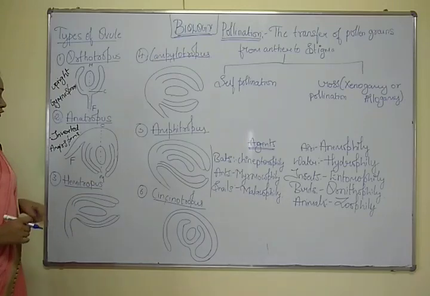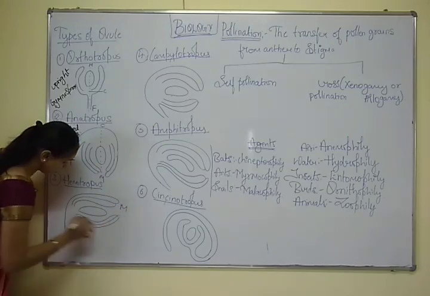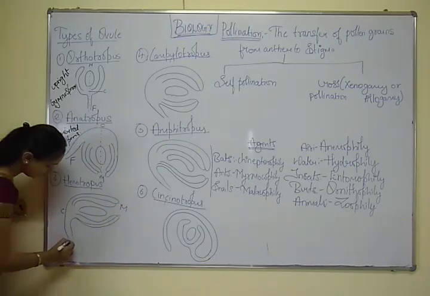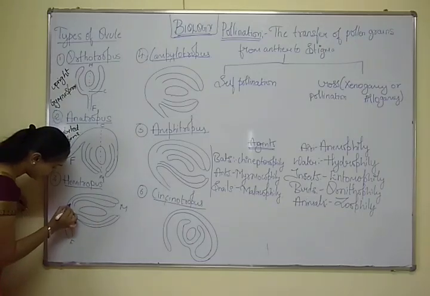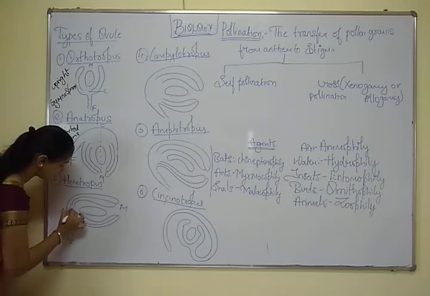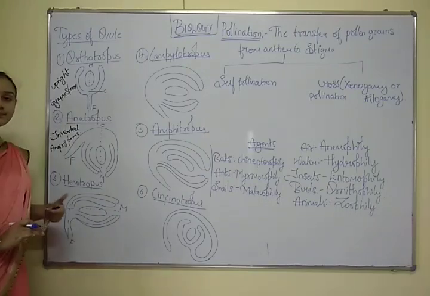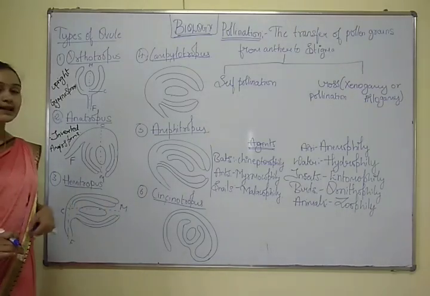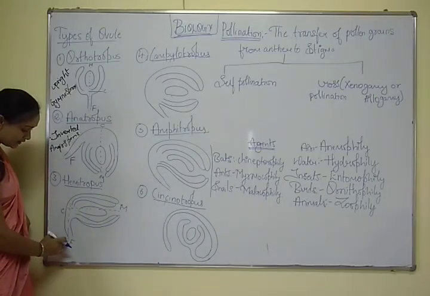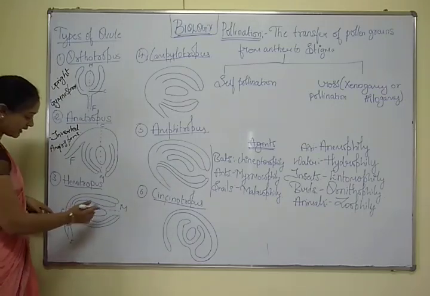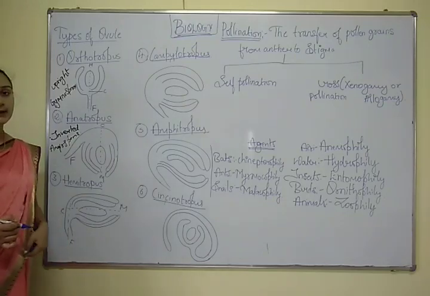The next type of ovule is the hemitropous ovule. Here this is the micropylar end, this is the chalazal end, and this is the funicle end. This is the embryo sac. The funicle is almost at a right angle to the chalazal and micropyle line. So these two are at right angles to each other. This type is called a hemitropous ovule.